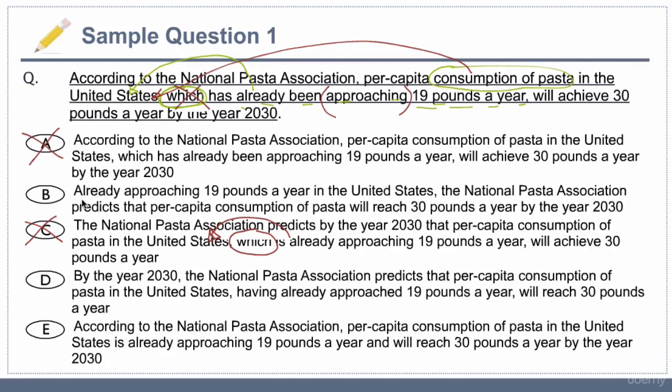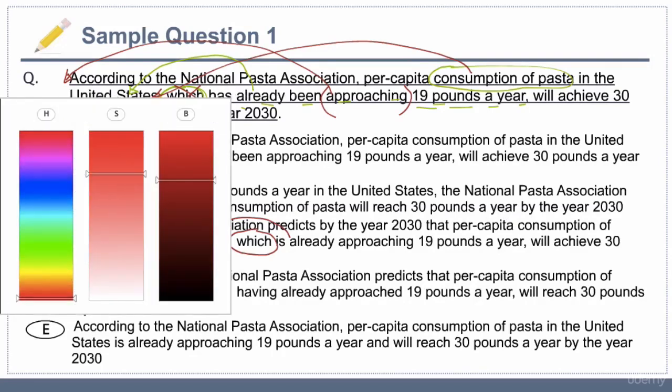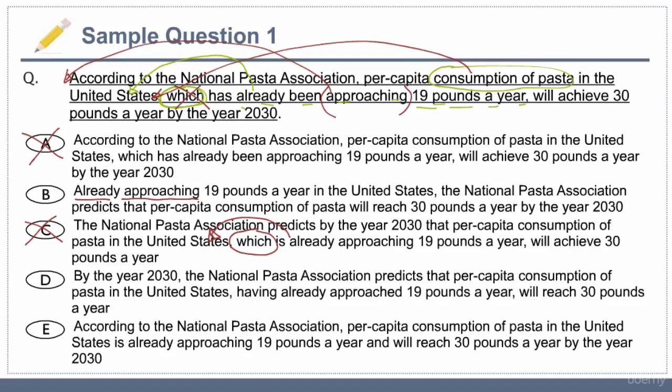It sticks with "already approaching," the present participle, and actually it just moves it to the beginning of the sentence. And that's actually fine, right? So: "Already approaching 19 pounds a year, the National Pasta Association predicts that per capita consumption of pasta will reach 30 pounds a year." What's wrong with that? Anything?